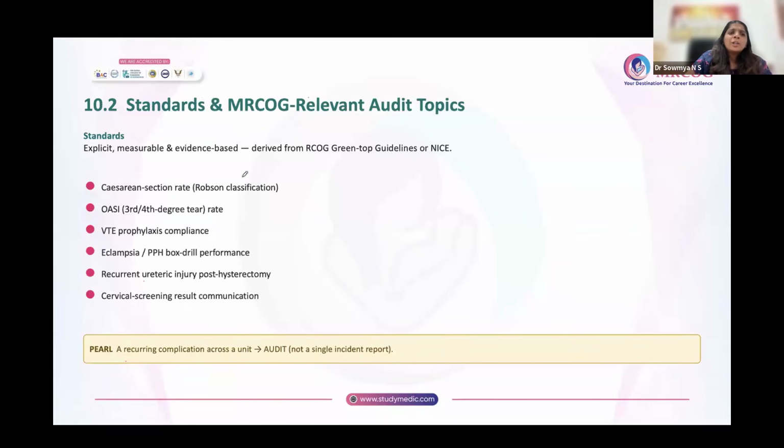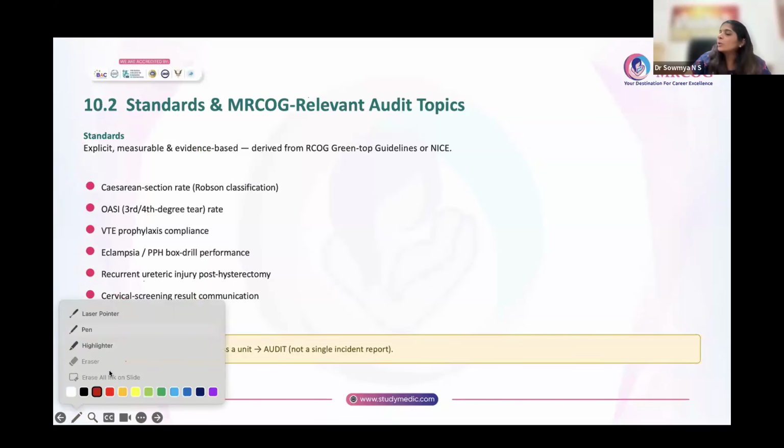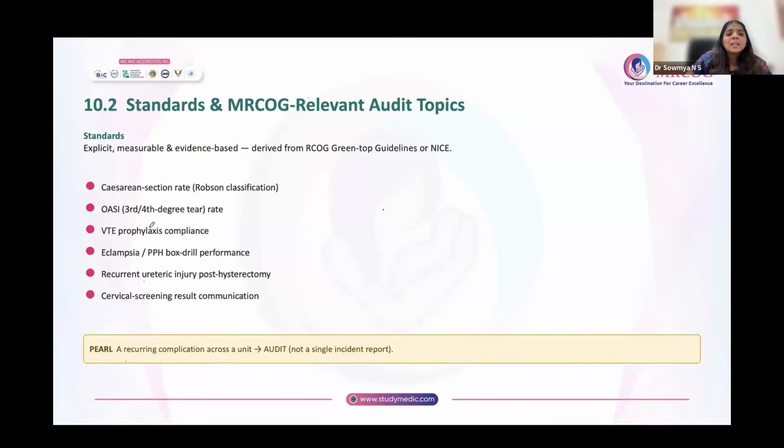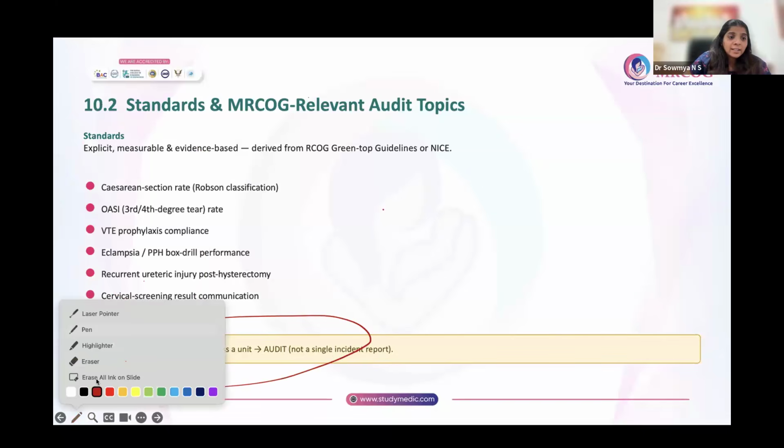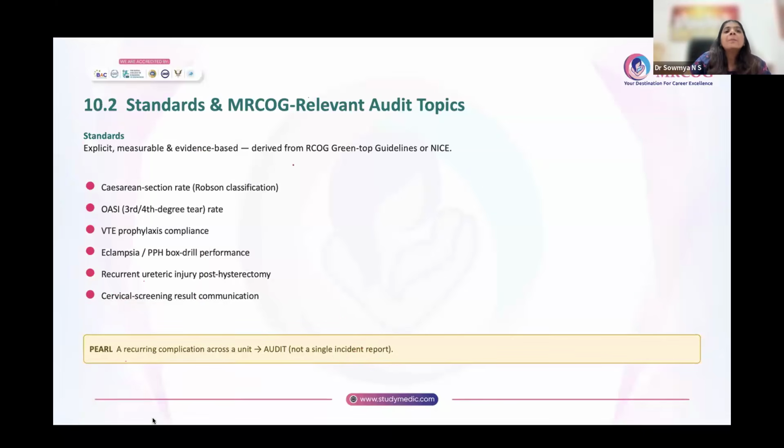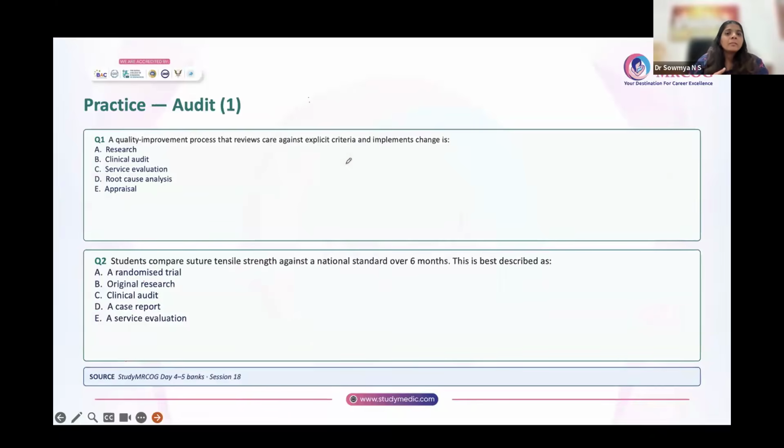Now, relevant audit topics. If you have seen your GTG, towards the end of your GTG, Green Top Guidelines, there are auditable topics. So that is the reason I have given a few. And remember, a recurring complication across a unit is audit, never a single standalone event. Okay. Now, I think these are simple questions.